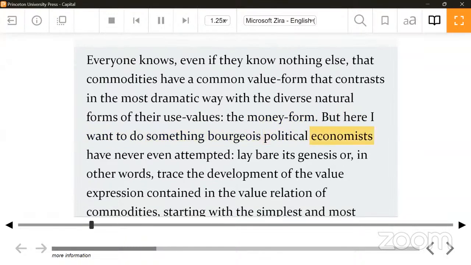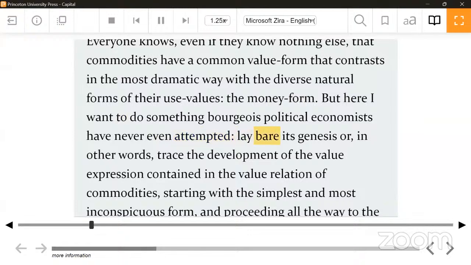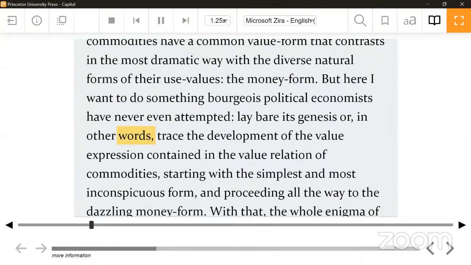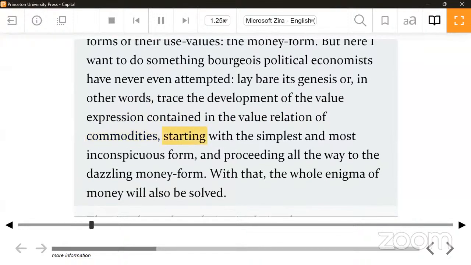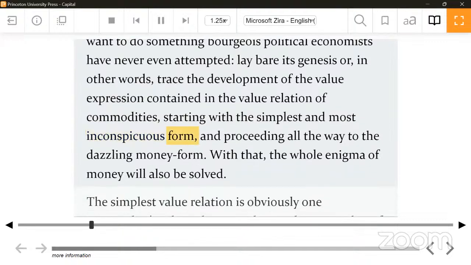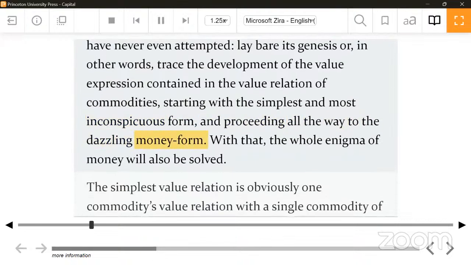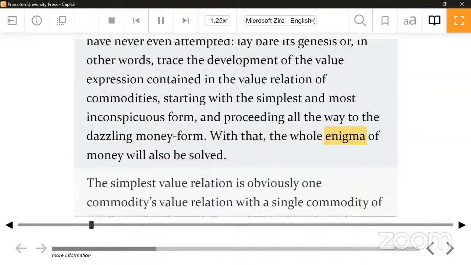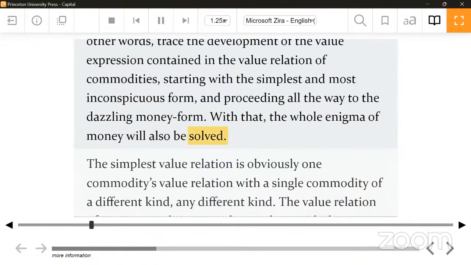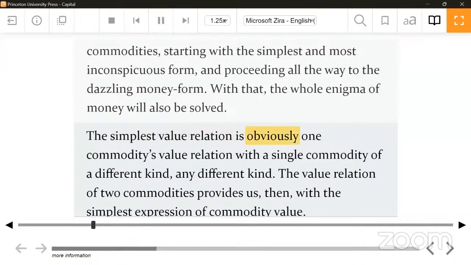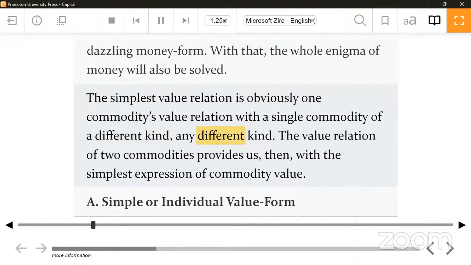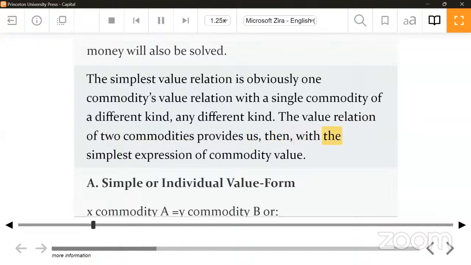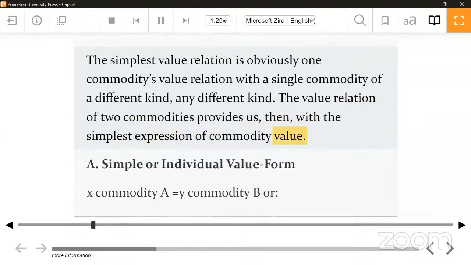But here I want to do something bourgeois political economists have never even attempted: lay bare its genesis, or, in other words, trace the development of the value expression contained in the value relation of commodities, starting with the simplest and most inconspicuous form, and proceeding all the way to the dazzling money form. With that, the whole enigma of money will also be solved. The simplest value relation is obviously one commodity's value relation with a single commodity of a different kind, any different kind. The value relation of two commodities provides us, then, with the simplest expression of commodity value.